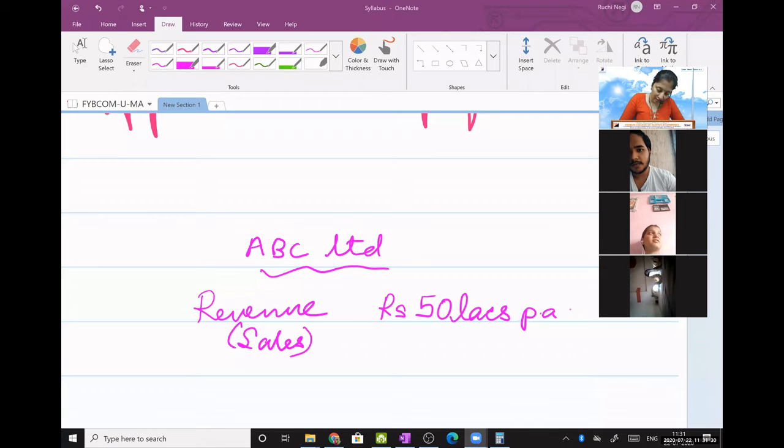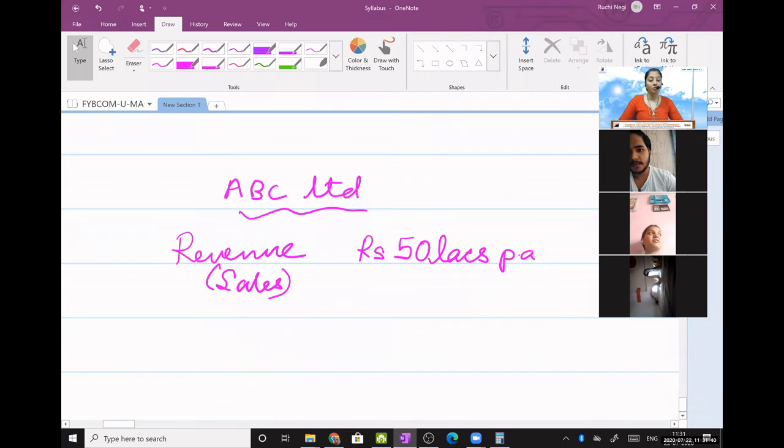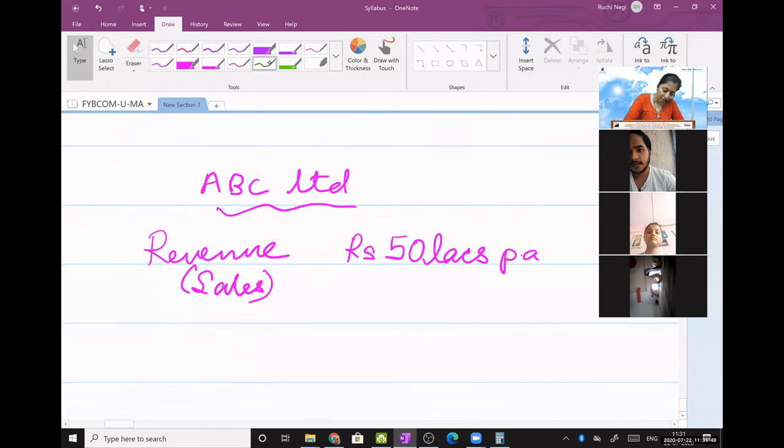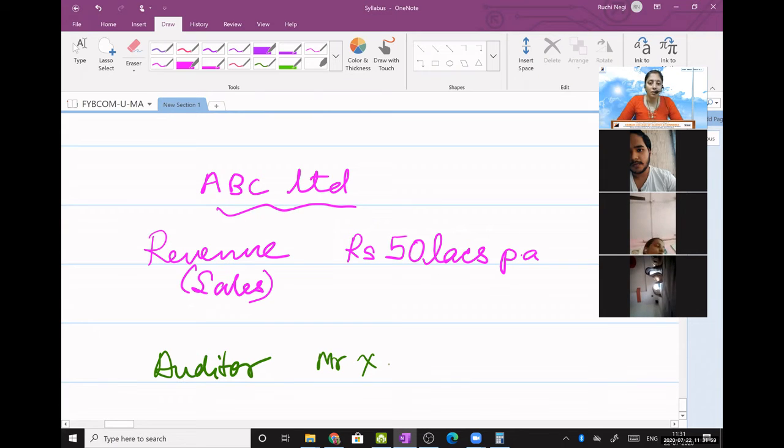Okay. Now let us come to this example. What example did I give? That the name of my company is ABC Limited. My sales is how much? 50 lakhs per annum. So now what happens is an auditor comes to my company. Say the auditor is Mr. X, a chartered accountant. The chartered accountant comes to my company to audit my books of accounts.